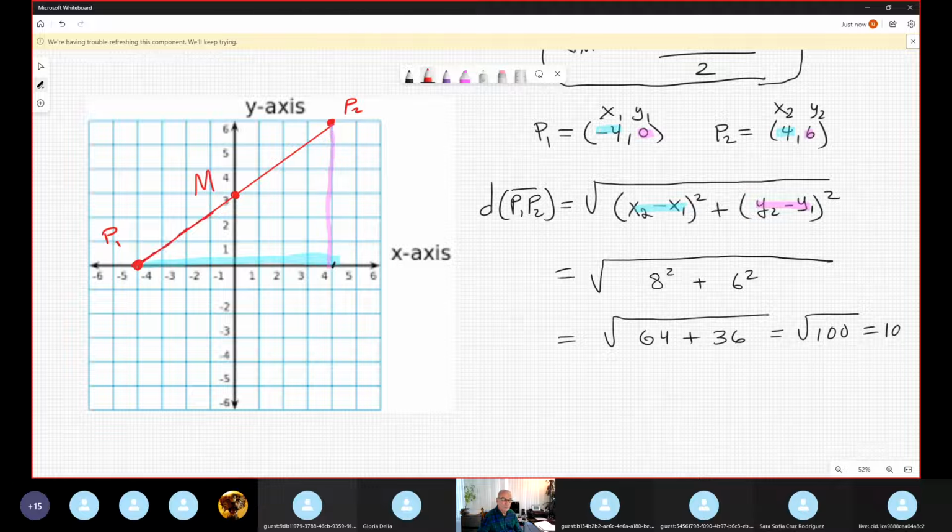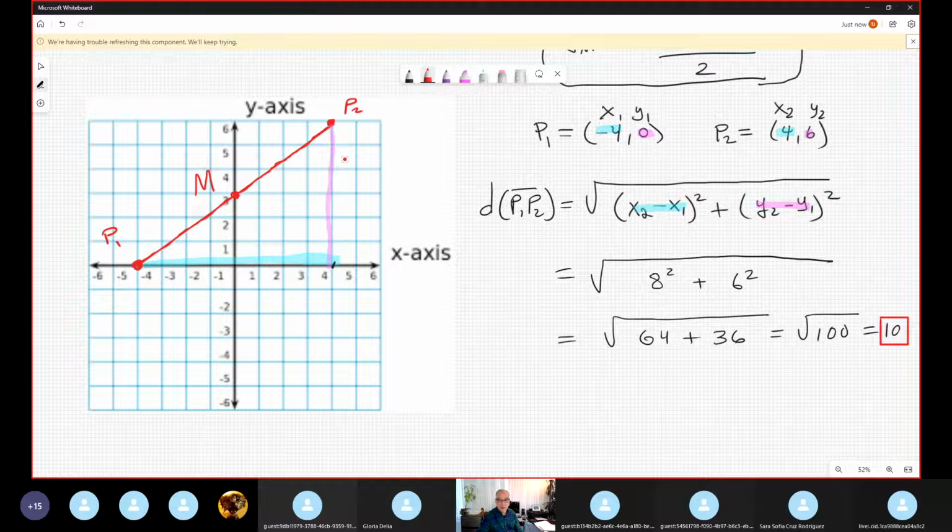10 units. What kind of unit? I don't know. Maybe it's centimeters, maybe it's feet, depending on the unit of the graphic. But it's a linear unit, not square. It's not area, it's linear distance. Okay, this is the final answer.